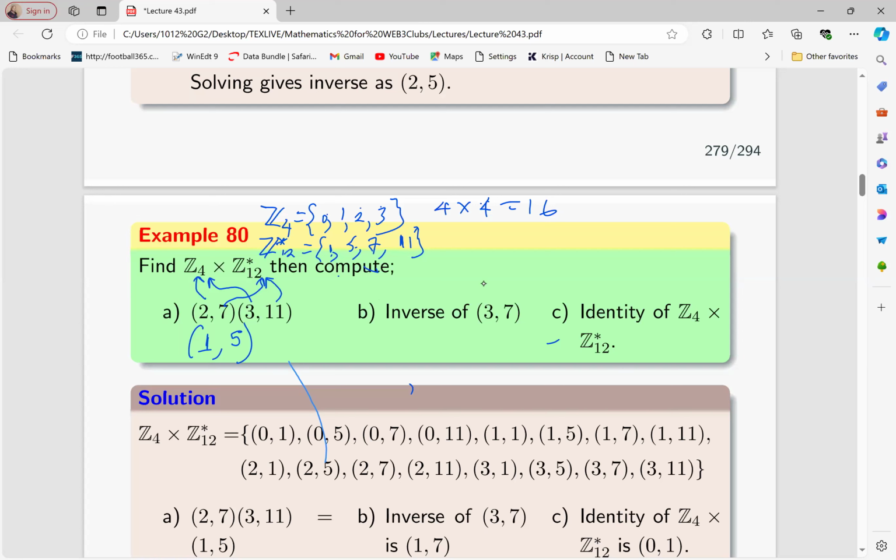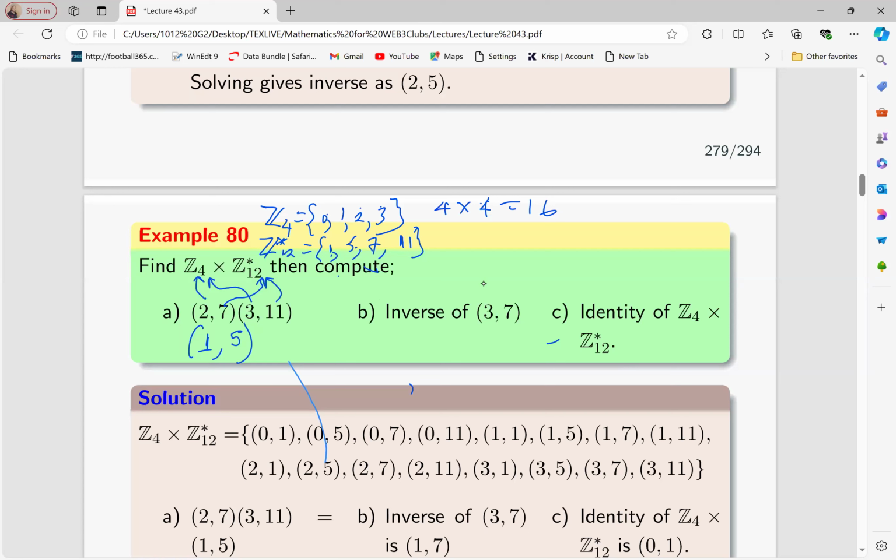You get 1, 5. So it's easy to multiply. Is that okay? It's easy getting this. You only need to realize which group these 2 elements are from, and you do the operation of that group. If the operation in the group is multiplication, you do multiplication. If the operation of the group is addition, then you do addition.